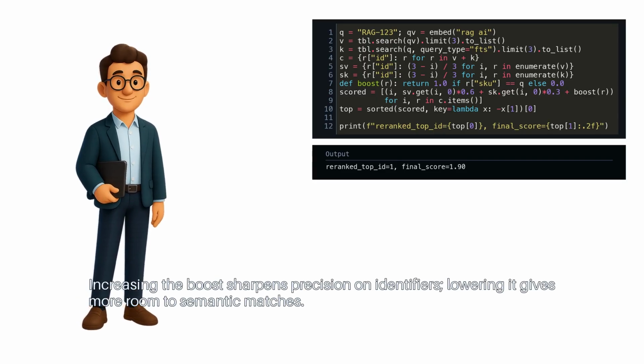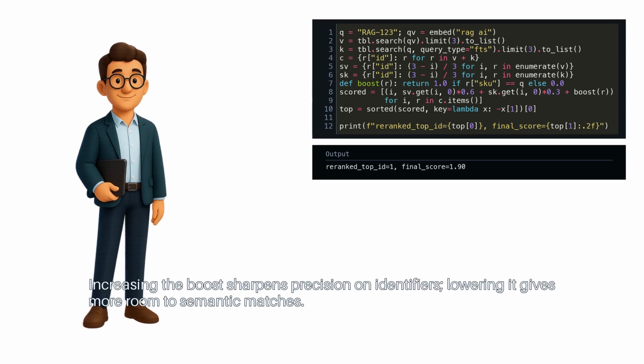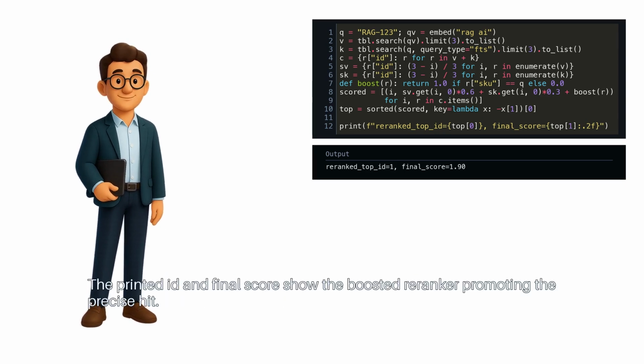Increasing the boost sharpens precision on identifiers. Lowering it gives more room to semantic matches. The printed ID and final score show the boosted reranker promoting the precise hit.